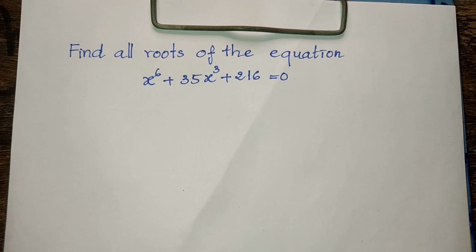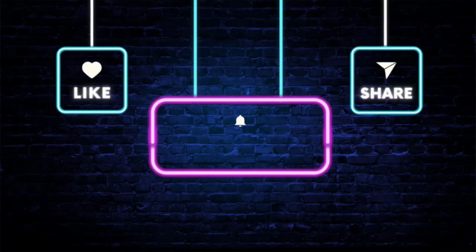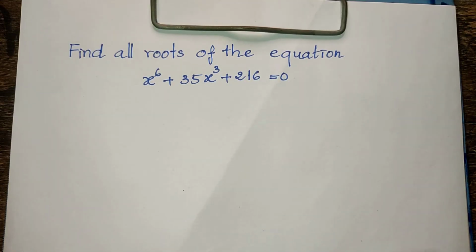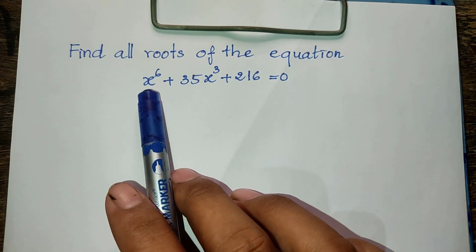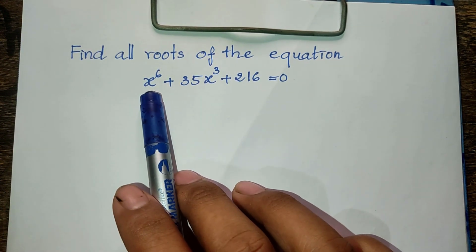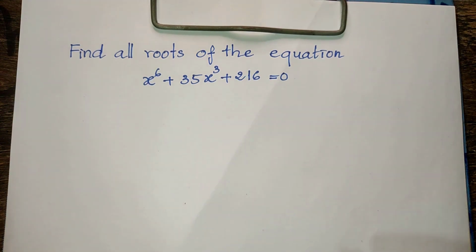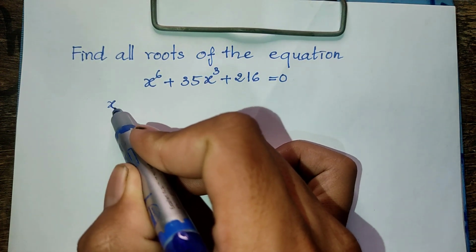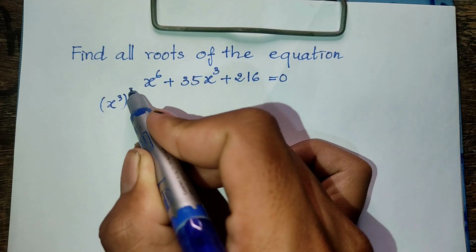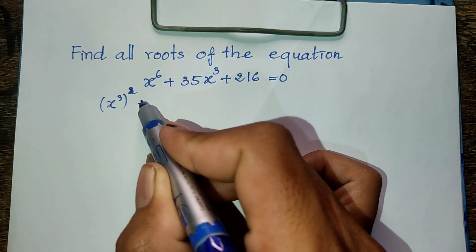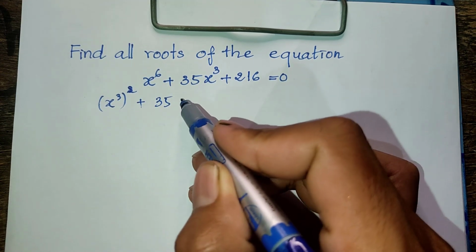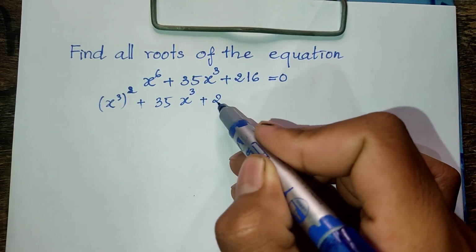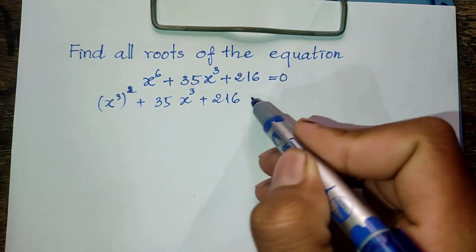We go to the solution together. Okay, look at our equation. This is h to the power 6, so I can write it as h to the power 3, all squared, plus 35 h to the power 3, plus 216 equals 0.